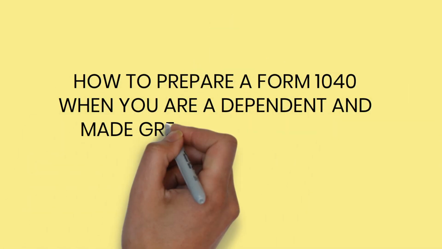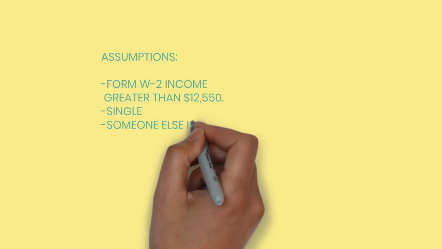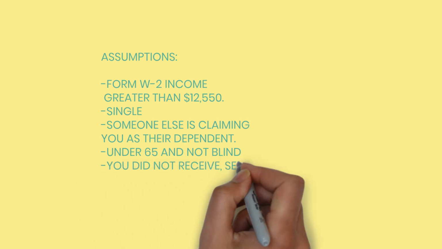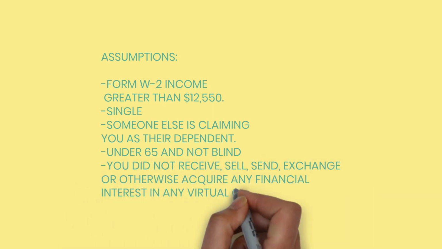I'm here to help you prepare your Form 1040 when you are a dependent and you made more than $12,550. The assumptions of this video then are that you have W-2 income greater than $12,550, you are single, and somebody else is claiming you as their dependent on their return.